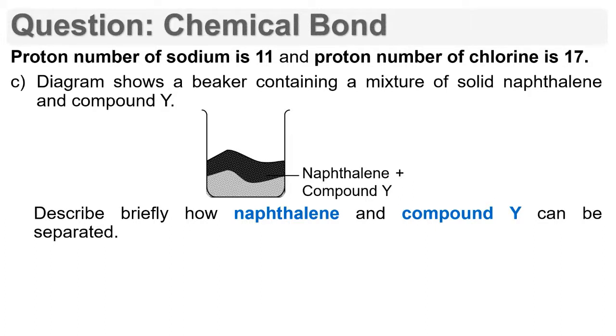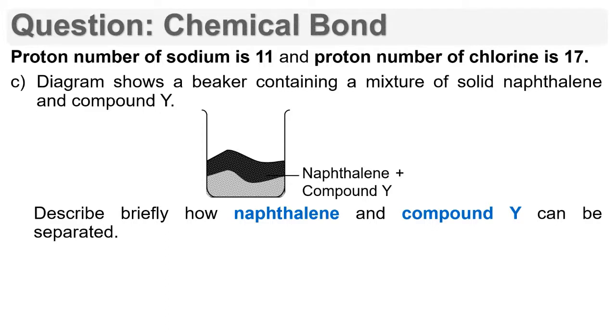C. Diagram shows a beaker containing a mixture of naphthalene and compound Y. Describe briefly how naphthalene and compound Y can be separated. To solve the problem, identify the difference between naphthalene and compound Y. Naphthalene is a covalent compound. Physical properties of a covalent compound are low melting and boiling points, insoluble in water, soluble in organic solvent, does not conduct electricity in all physical states.